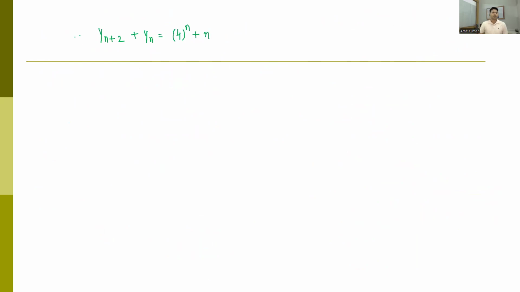Okay, so what will be the trial solution? The trial solution will be written as per the Fn. Fn is the combination of these two cases. So let the trial solution of the given equation be yn equals A into 4 power n, and between them is plus, so put plus. Now n is a degree 1 polynomial. So for a degree 1 polynomial, it is P0 plus P1n. So this is your trial solution.